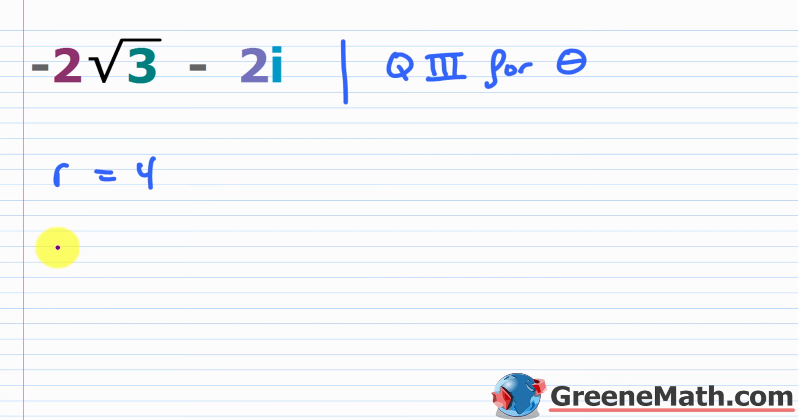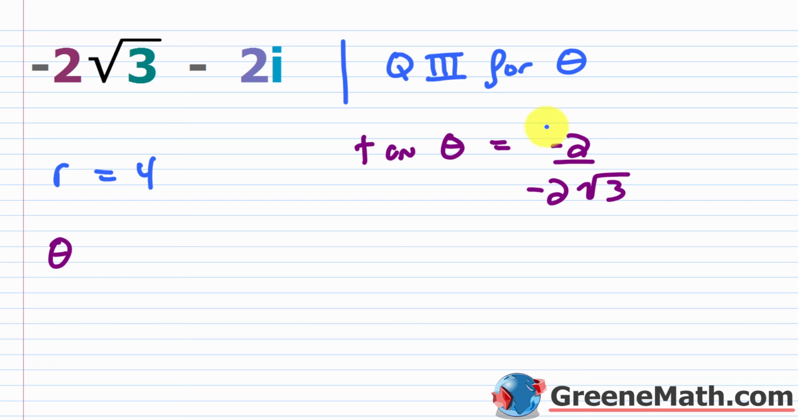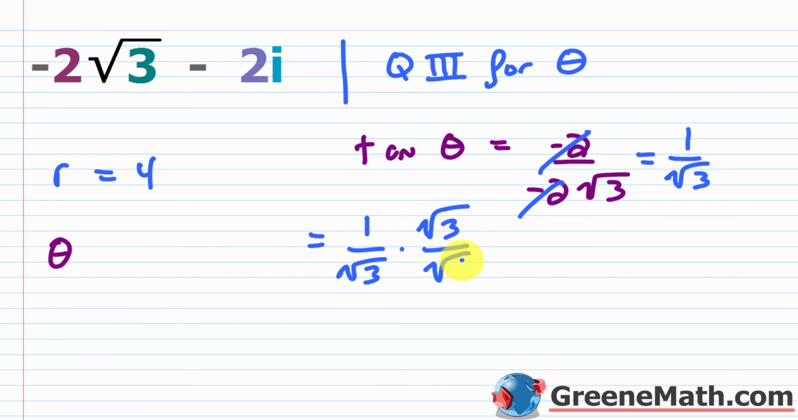So let's find theta. This is the one that takes a little bit longer. So we know that tangent of theta, again, is y over x, or you could say b over a if you think about this in terms of the traditional way we think about complex numbers. It's going to be the imaginary part over the real part. So the imaginary part is negative 2, and the real part is negative 2 times square root of 3. Okay, so this is going to cancel, and I'll have 1 over the square root of 3. If I rationalize the denominator there, so times the square root of 3 over the square root of 3, this is the square root of 3 over 3, okay?